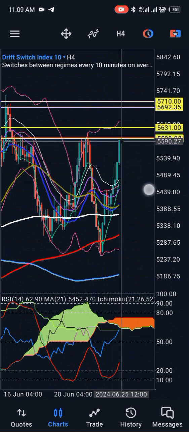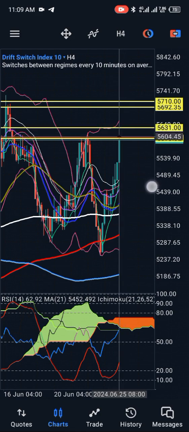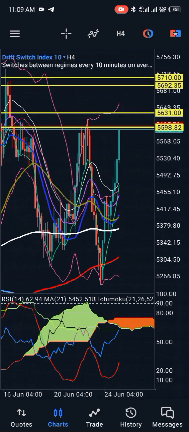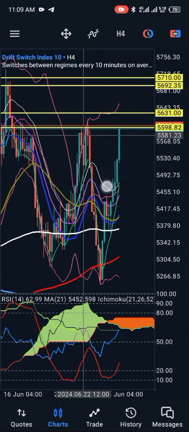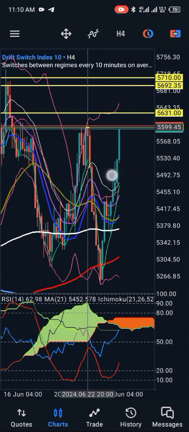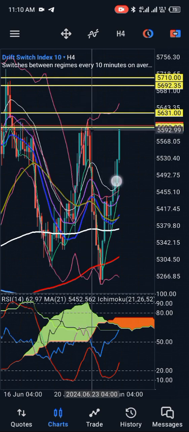This is my yellow line marking a previous resistance, and from here to here is a previous resistance, and also from here to here is the previous resistance. And how do I know that here are resistance to check for price action to enter a sell? If you check here, follow my cursor, on the 2nd of June 2024, the market reacted at this zone and it sold.